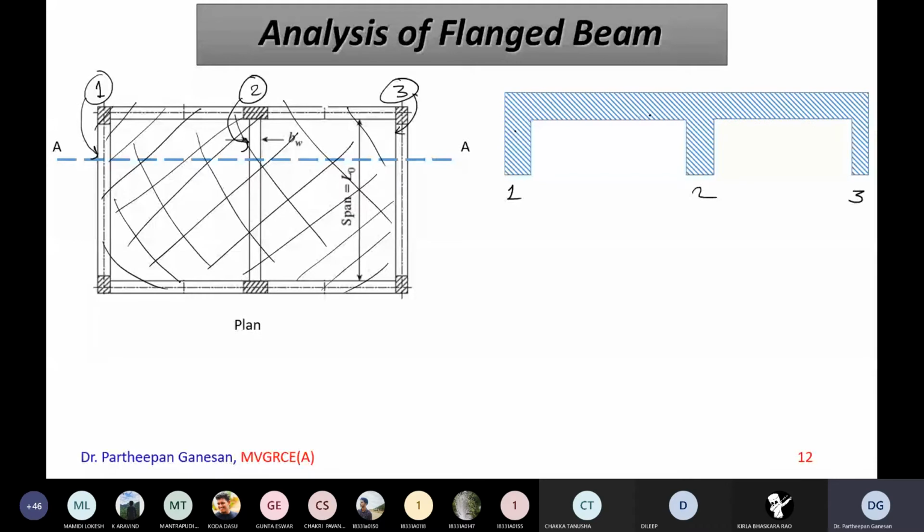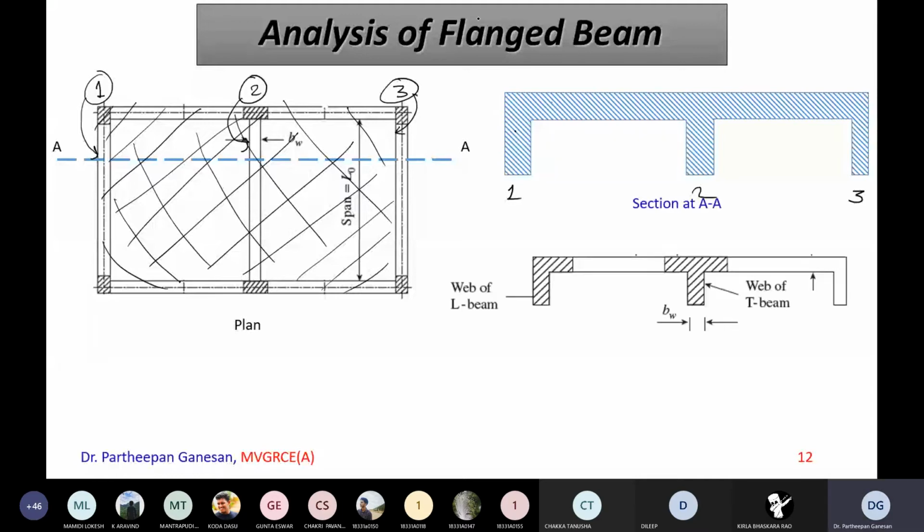Okay. Now if this is the section at AA, if the slab is running only on one side of the beam, for example, if you take this as a rectangular beam like this, if a slab is running only on one side of the beam, then the slab also will contribute to some of the compressive force or tensile force. So we take this as an L beam.